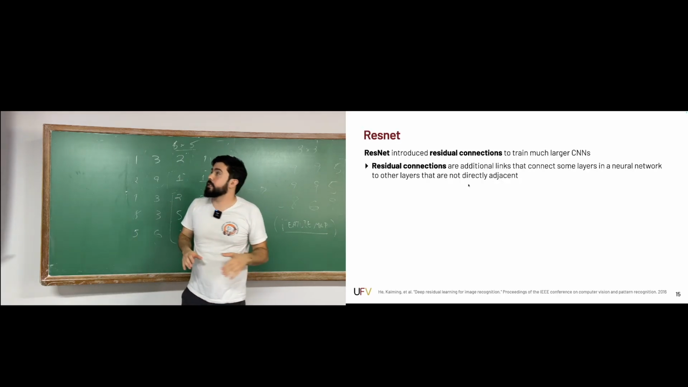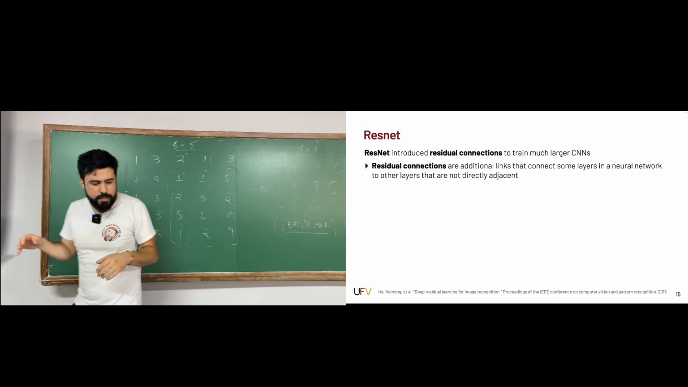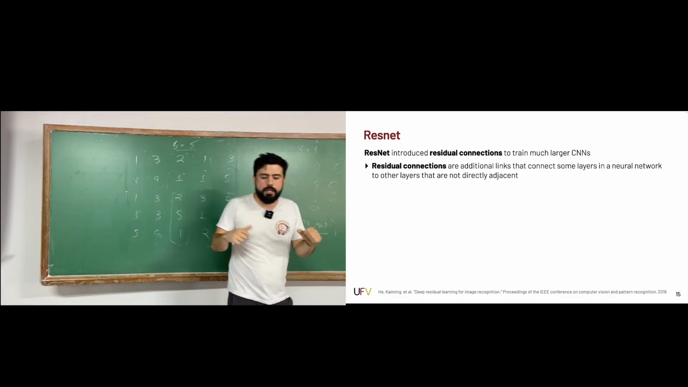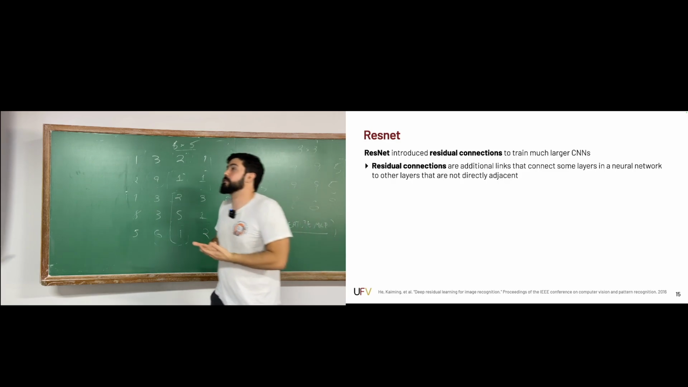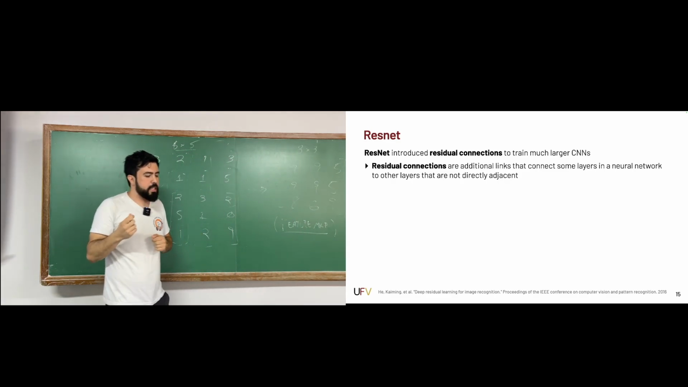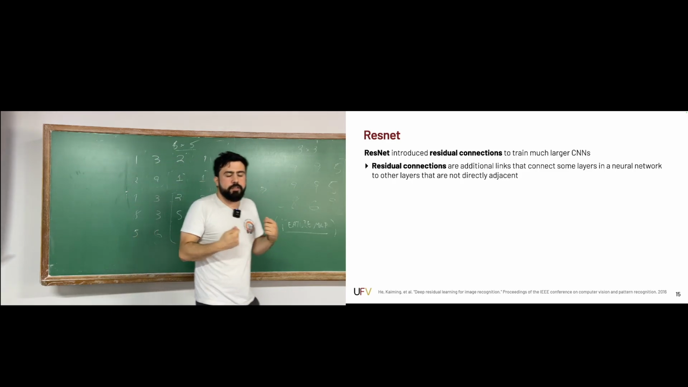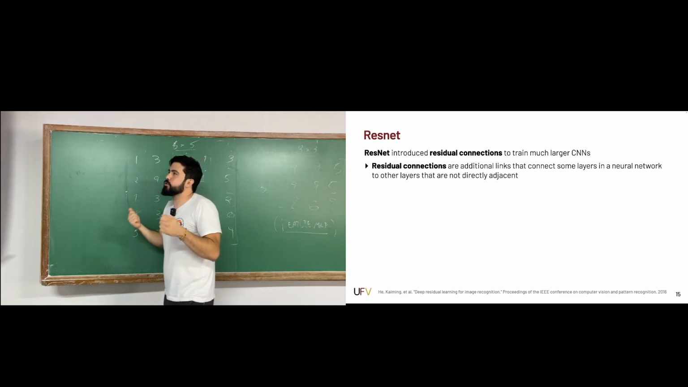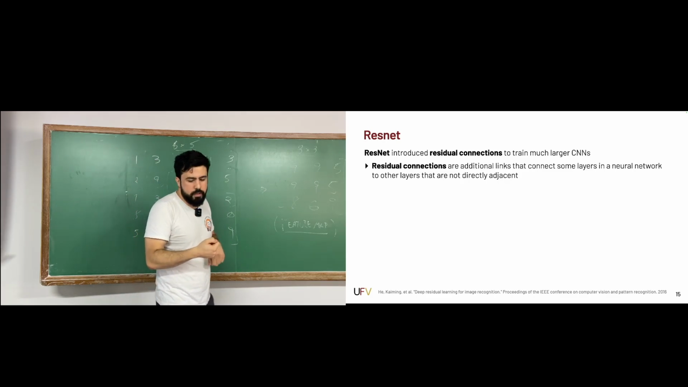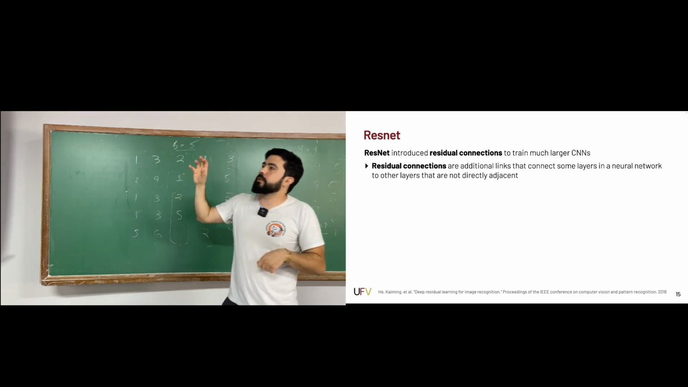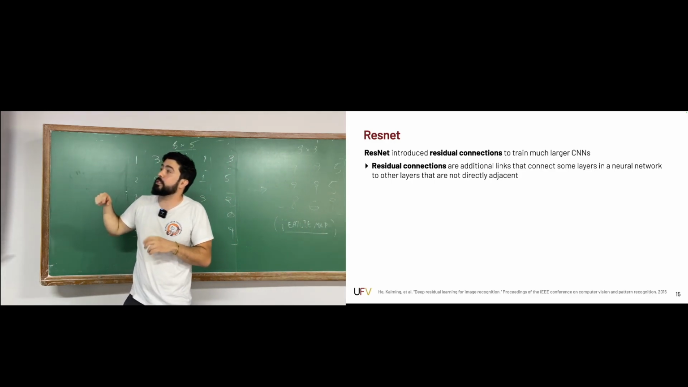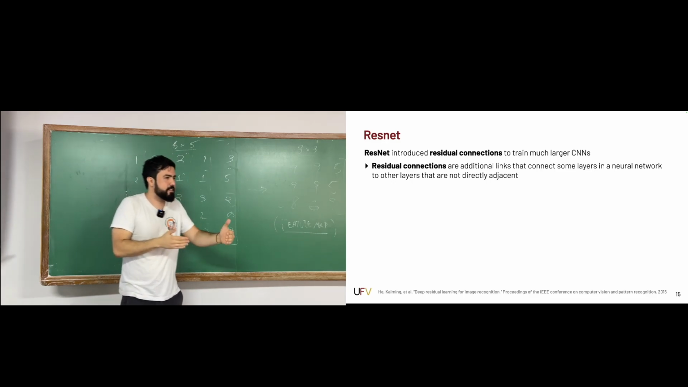Okay, so finally, and we have 10 minutes to talk about this, is a little bit of a different network. We're going to talk about ResNets, or residual networks. They introduced an interesting component for CNNs. I mean, they didn't invent this, but they introduced this for CNNs. And what I'm talking about is residual connections, which are defined as additional links that connect some layer in a network to another layer that is not directly adjacent.